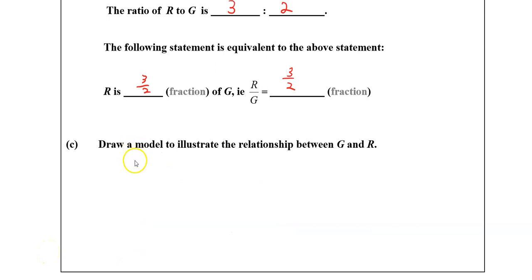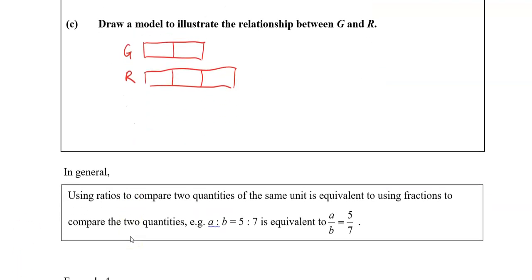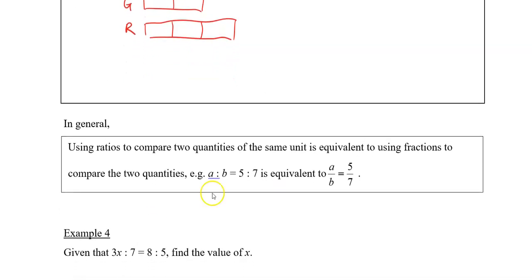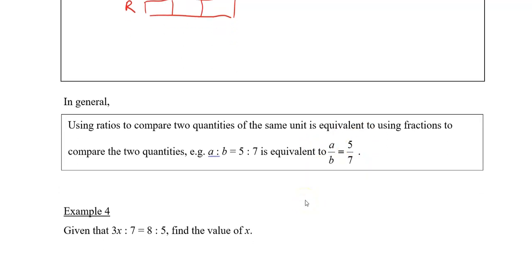But we are expected to draw a model to illustrate the relationship of G and R. We know the proportion of G is to R, or R is to G, so we can make use of the ratio to display the number of units of proportion. G is 2 units, R will be 3 units. In general, using ratios to compare two quantities of the same units is equivalent to using fractions.